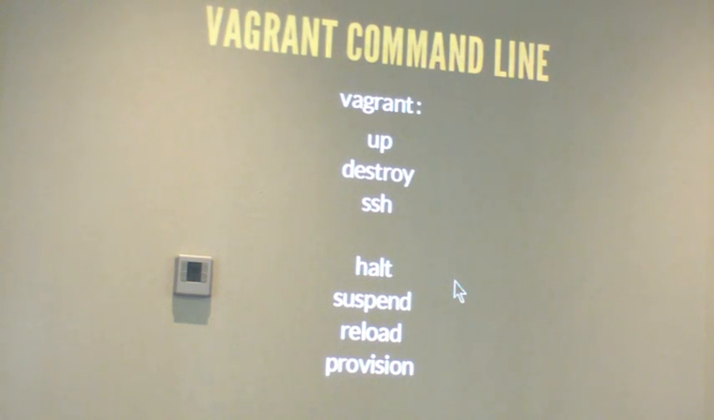Vagrant SSH just shells into the box. Then halt, suspend, reload, provision. I mean, those verbs are pretty self-explanatory. The reload actually reloads the OS basically and reruns all the Chef recipes and the shell scripts that you've asked it to run. And the provision is a sort of lighter weight version of that.